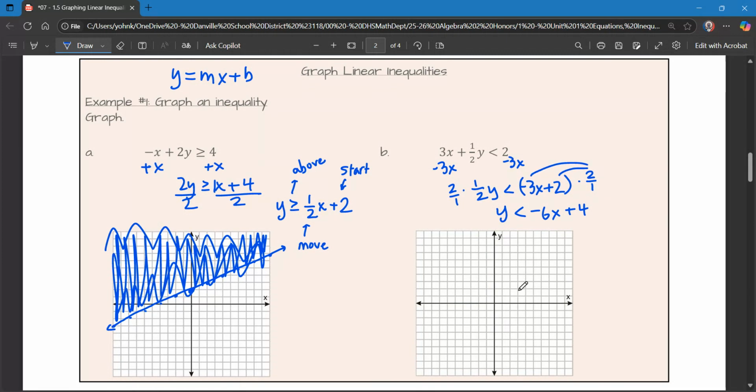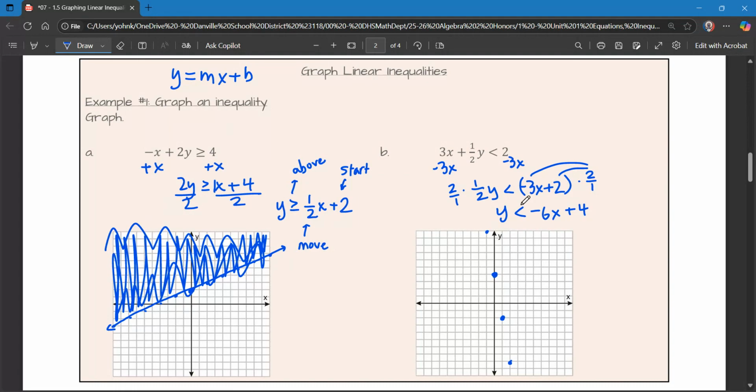So that means we're going to start at 4 on the y-axis. And my slope is negative 6, so that means I'm going to go down 6 and over 1. Down 6 and over 1. This is a very steep line. If I wanted to, I could also go up 6 and left 1.